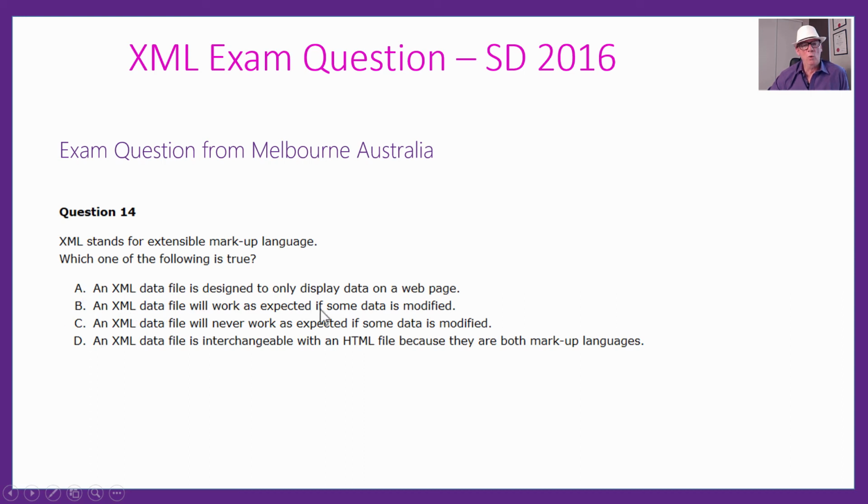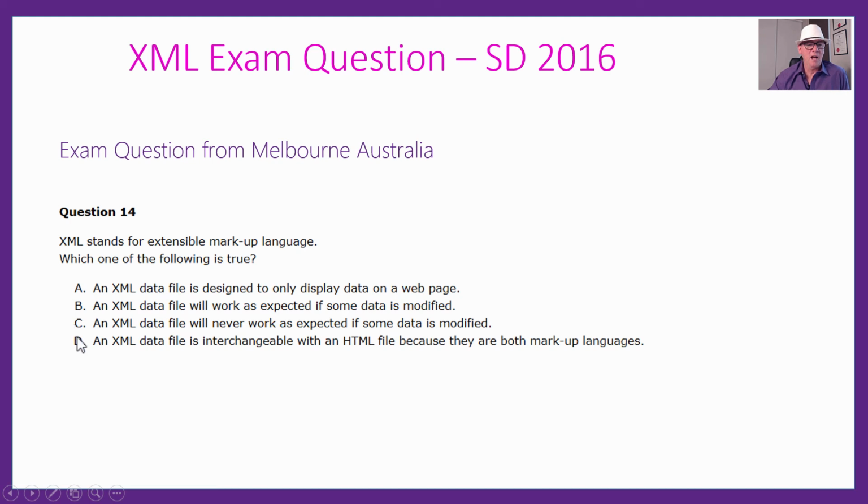B, an XML file will work as expected if some of the data is modified. Yeah, exactly. Like we wanted to change the player name from Alden to Anna in the second record. So we were changing our data all the time and everything worked fine. So B looks like a definite possibility. C, an XML file never works as expected if some data is modified. No, that's what we did. We had Anna, then we had Alden, and then you could go in and edit it if you want to. No, C's complete and utter lies.